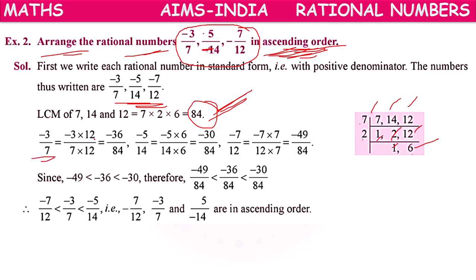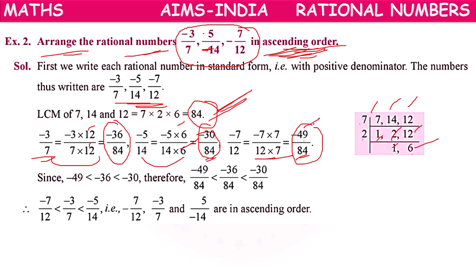Next, minus 3 by 7. 7 12 times 84, so with 12 we have to multiply. 14 6 times 84, with 6 we have to multiply. 12 7 times 84, with 7 we have to multiply. This will come: minus 36, minus 30, minus 49.